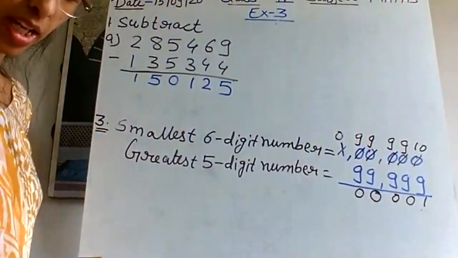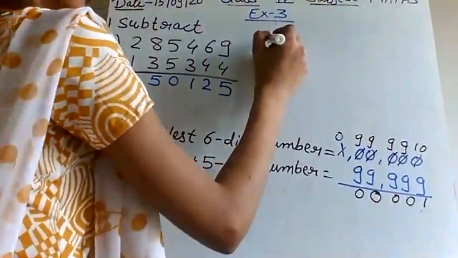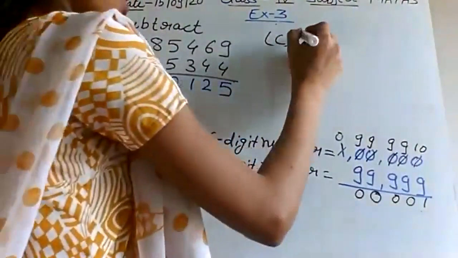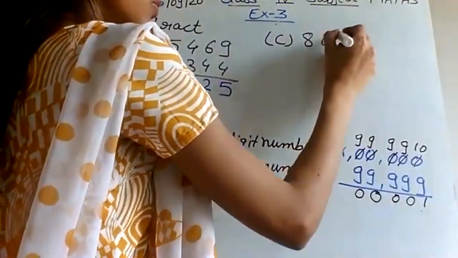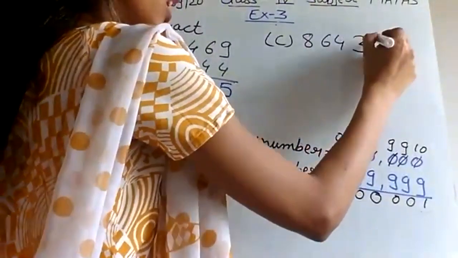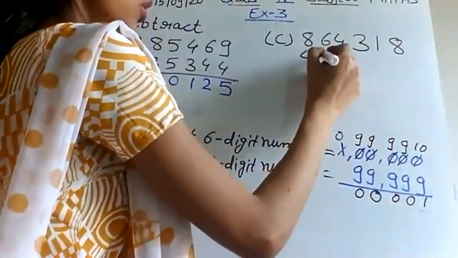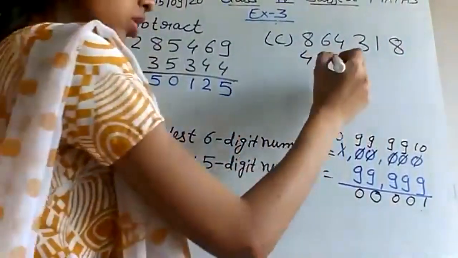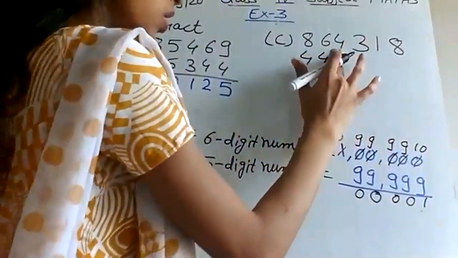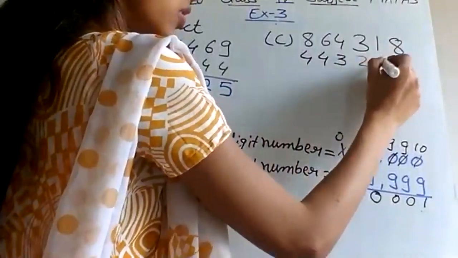I am explaining A. Next question is B. B is your homework. I am explaining C. The numbers are 8,64,380 minus 4,43,207.